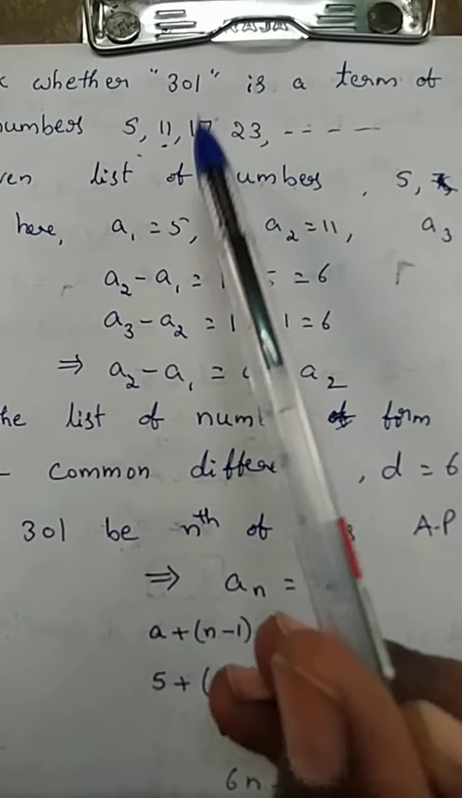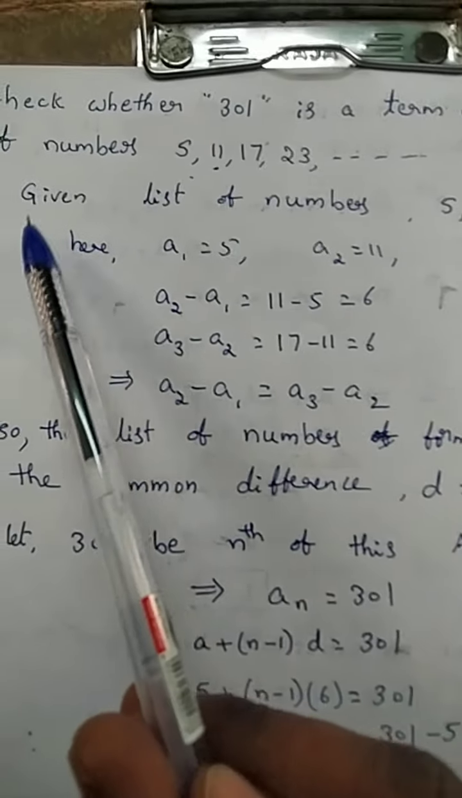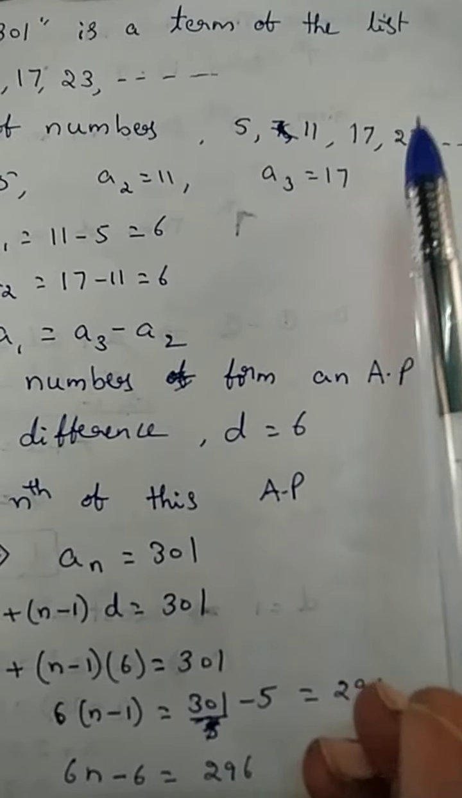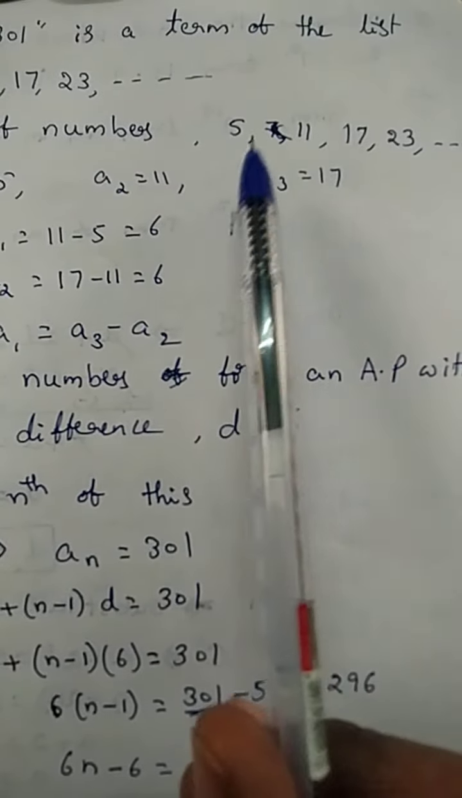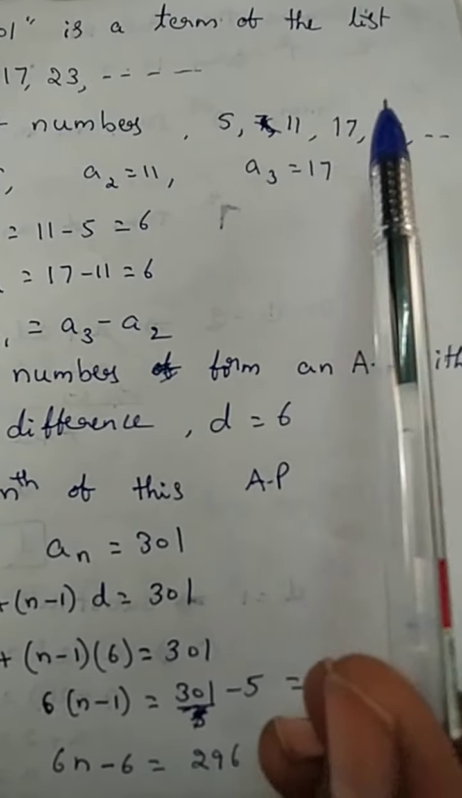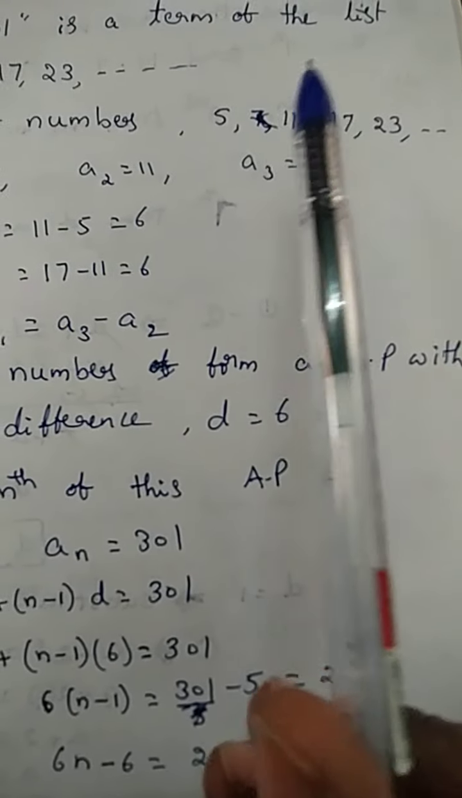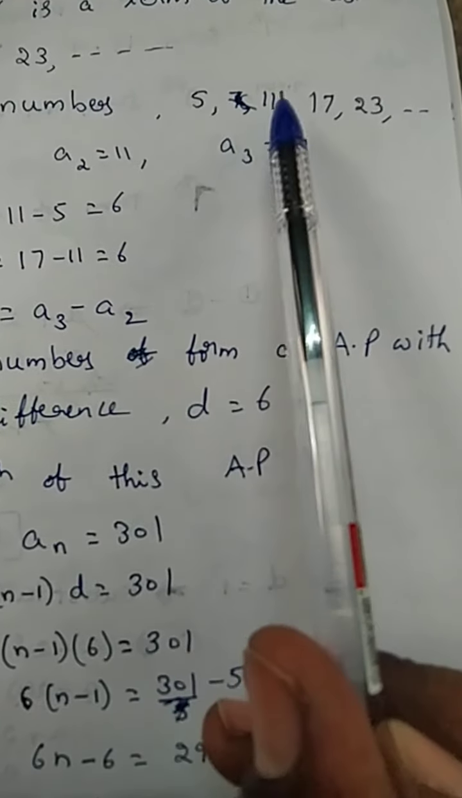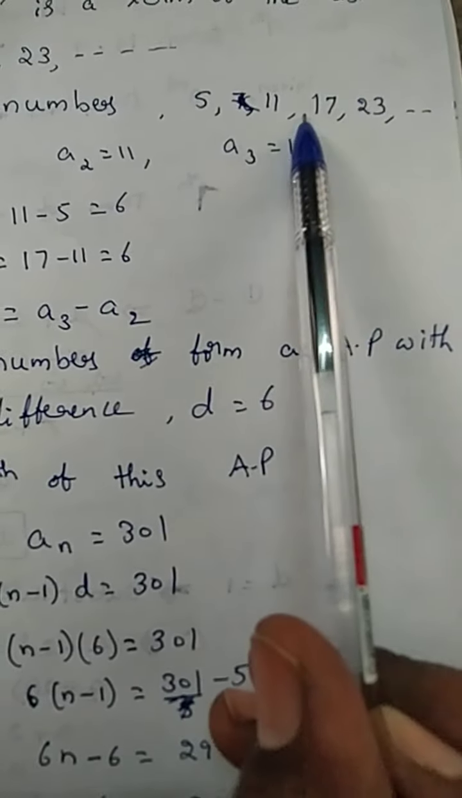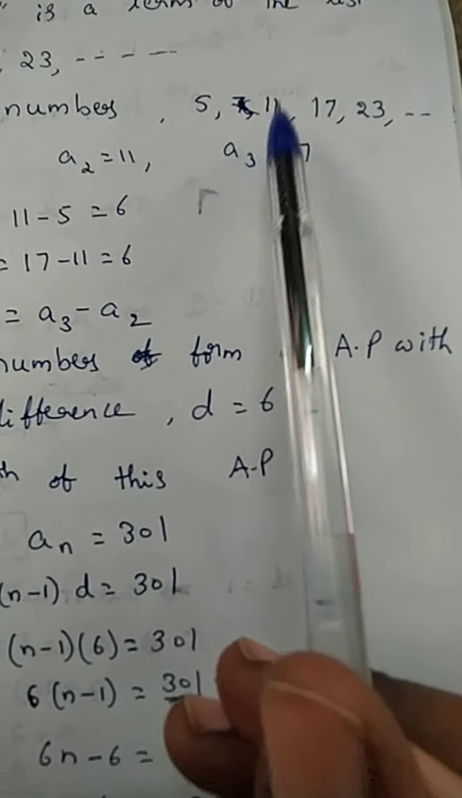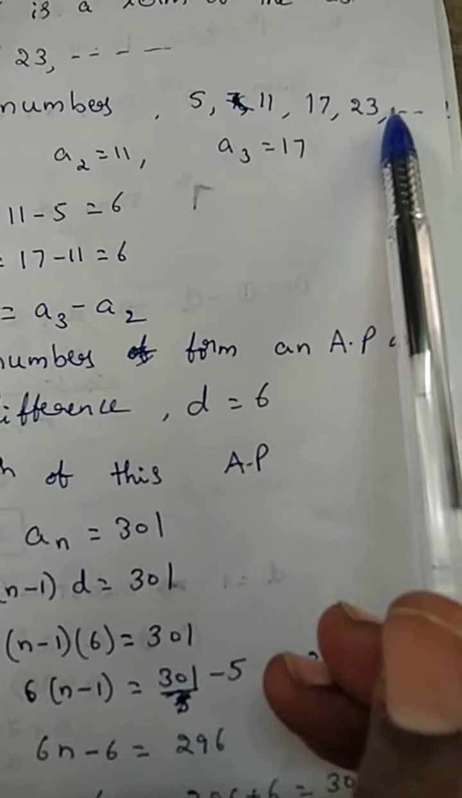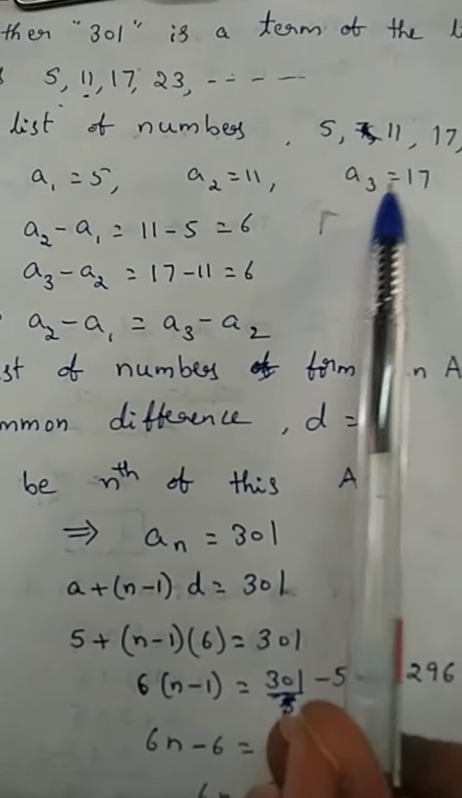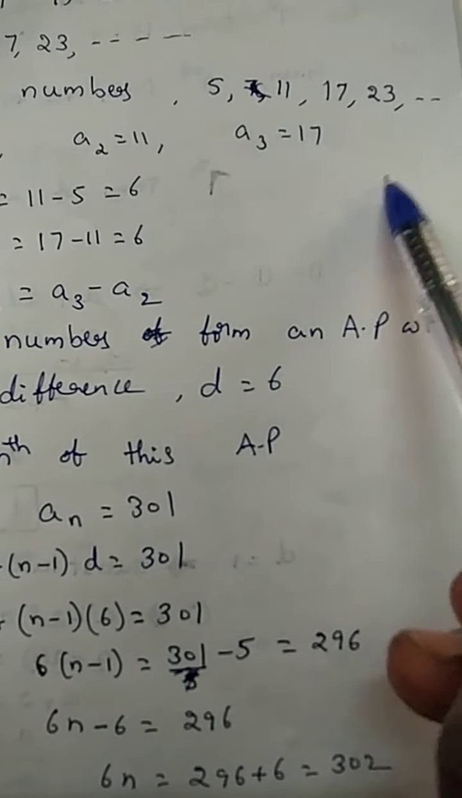How can you show the given list of numbers is in AP? The given list of numbers is 5, 11, 17, 23 and so on. To prove these are in AP, their common differences should be equal. So A2 minus A1, A3 minus A2, A4 minus A3 are equal, then automatically the given list of numbers is in AP. Here A1 is equal to 5, A2 is equal to 11, A3 is equal to 17, A4 is equal to 23.